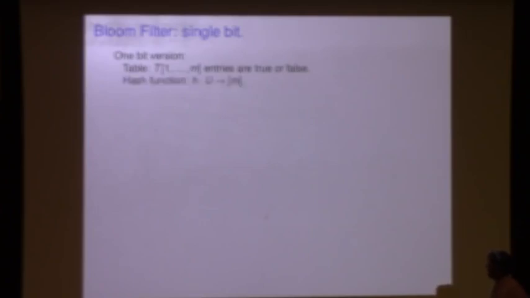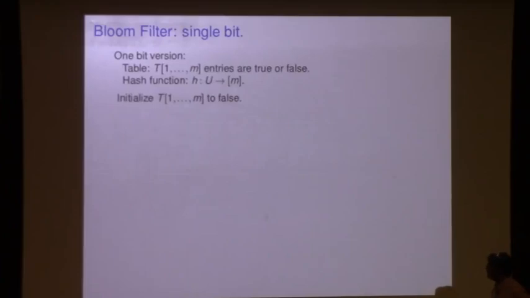Okay, so you have a hash function from your universe to the size of the table. You initialize all the entries to false. So now nobody's in your set. That's what that means. All the entries being false means nobody's in the set. You haven't inserted anything.